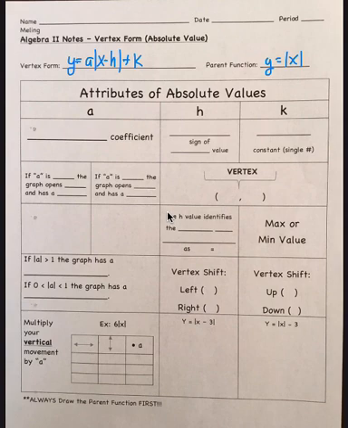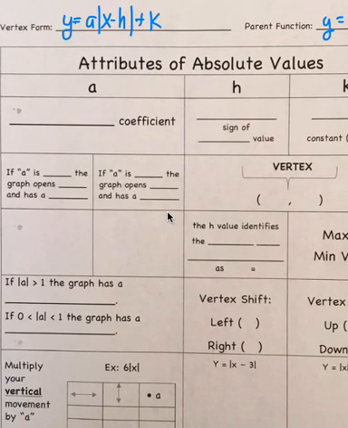So we have a, h, and k. If you look, you can see they go down in columns, so you kind of want to look at each in their column. So for a value, the a is our leading coefficient. And we say if a is positive, the graph opens up and has a minimum.